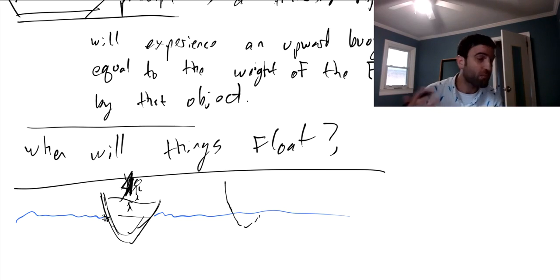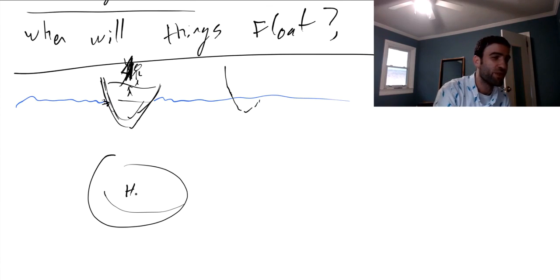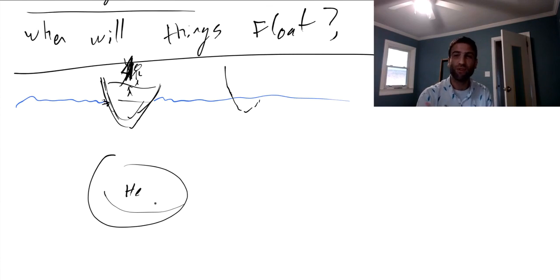Why can a helium balloon float in air? A helium balloon, so here's a balloon filled with helium. A helium balloon can float in air because the mass of helium is less than the mass of the air.